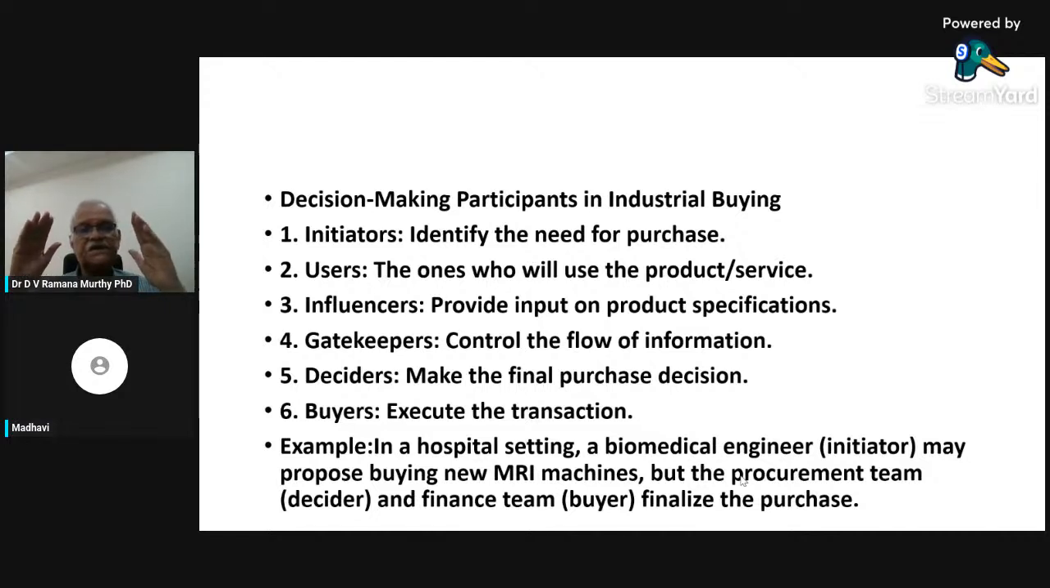Please know that the decision-making participants in industrial buying are a good number. One is initiator, two is user, three is influencer, four is gatekeeper, five is decider, and six is buyer.